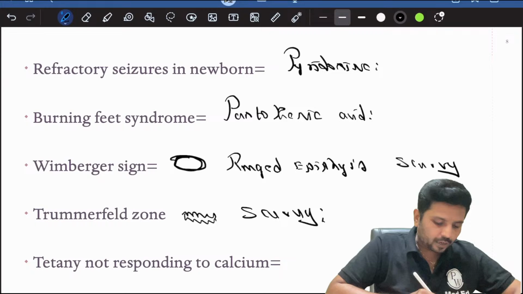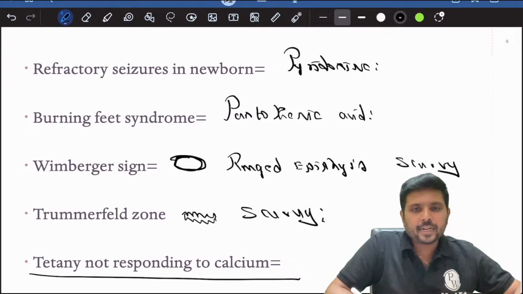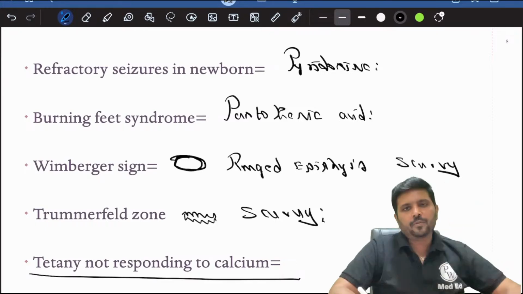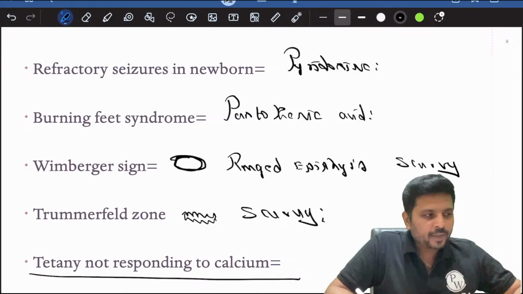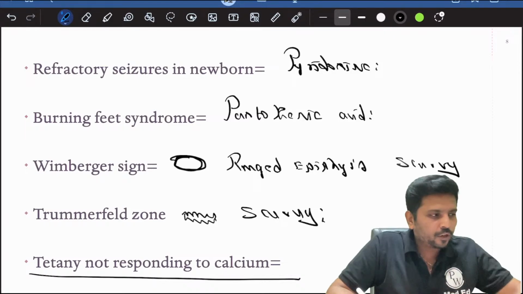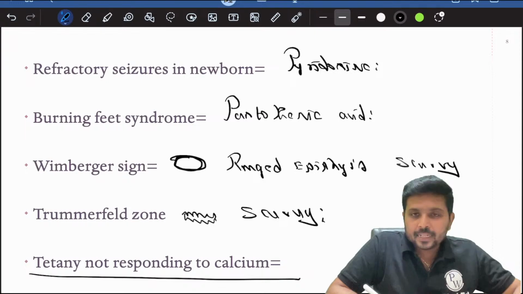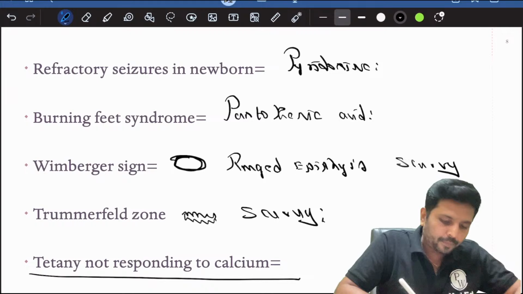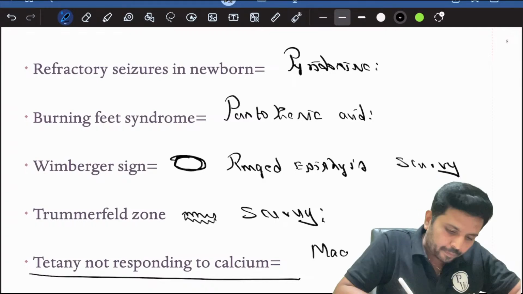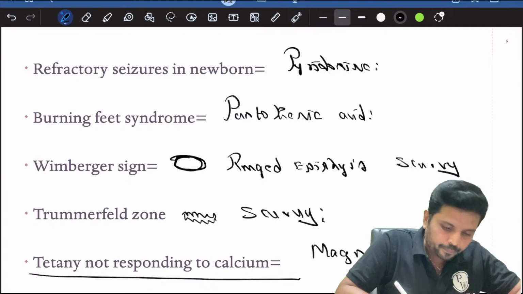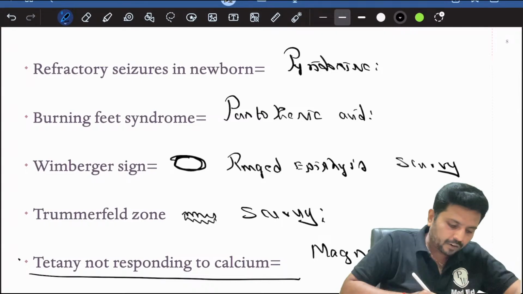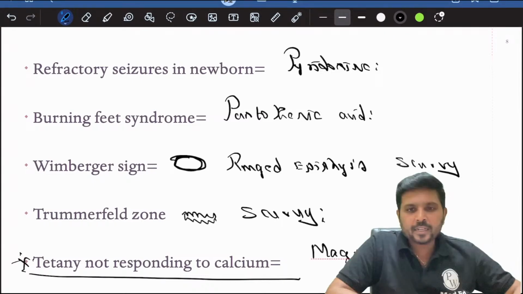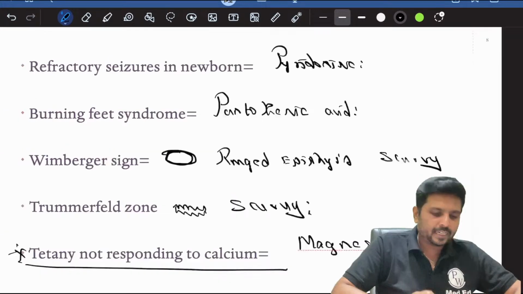And this one is an often asked question. Tetany not responding to calcium, what will you think of? When tetany is not responding to calcium in the presence of hypocalcemia, always rule out magnesium deficiency. This is an often asked question: magnesium deficiency, tetany not responding to calcium.